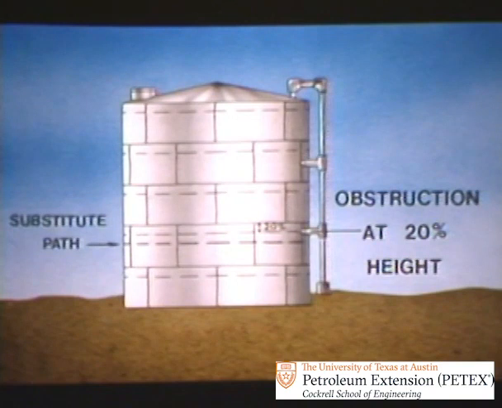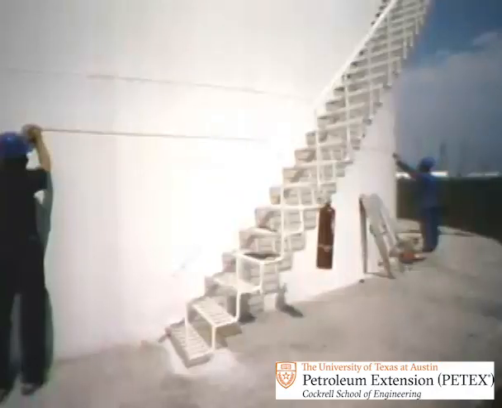Sometimes obstructions on the tank make it impossible to use the 20% distance. In such cases, another path is chosen as close to the 20% path as possible. Now, this is fine as long as the strapping record shows the path used. Regardless of where the tape path is, it must be parallel to the top and bottom of the ring. This ensures an accurate circumference measurement.